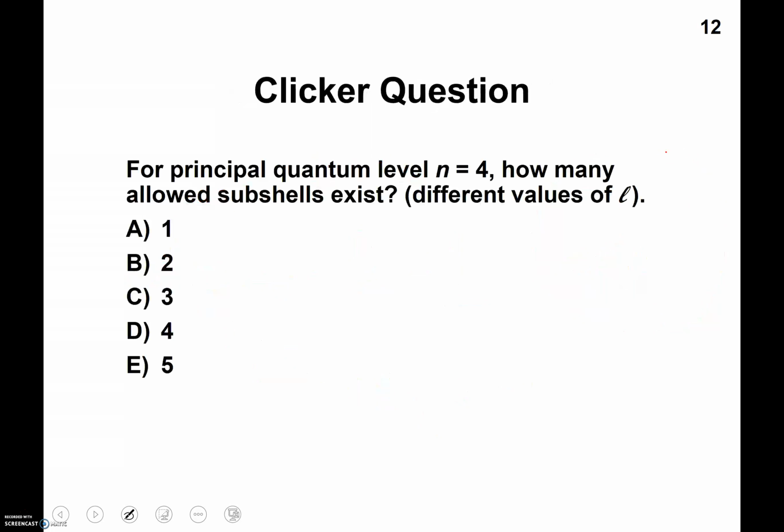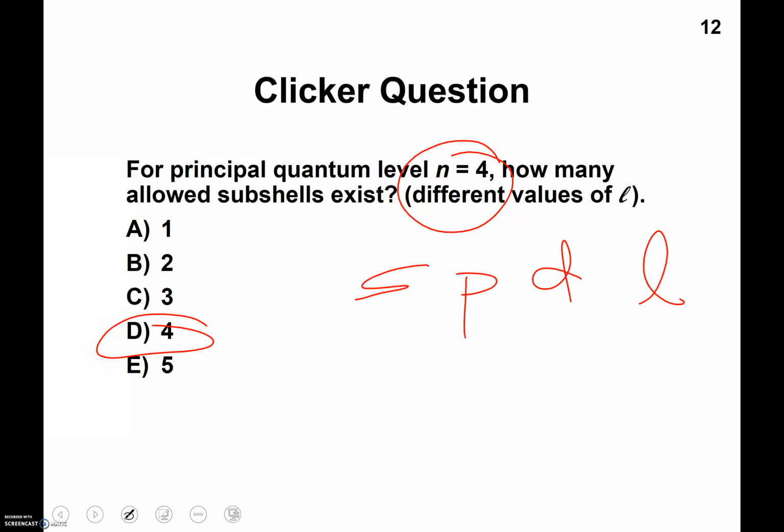Here's a question you might get asked. For the principal quantum level n equals 4, how many allowed subshells are there? Okay, so now we're dealing with the 4th energy level, so you can have the s subshell, you can have the p subshell, and the d, and the f. So that looks like 4 different types of subshells that are allowed.